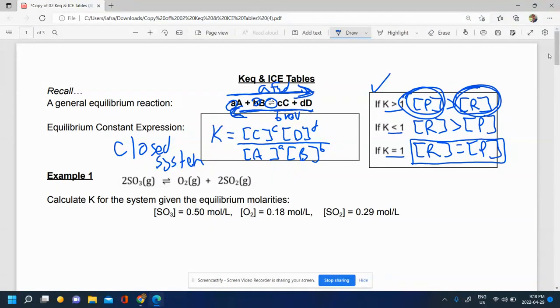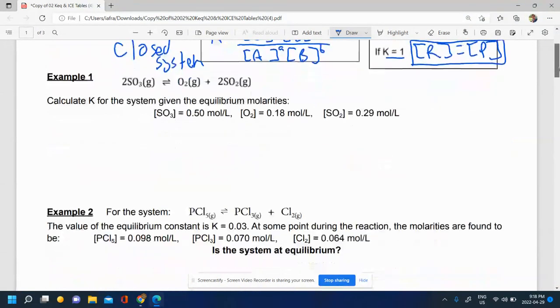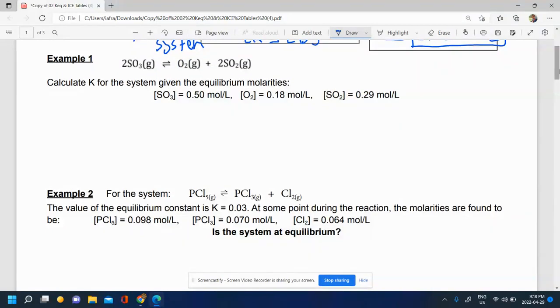So let's go ahead and do some numerical examples as we saw in previous notes in our introductory videos. Calculate the K for the system given the equilibrium molarities. So you can try it yourself. Since you've done problems like this, you can pause the video, try it yourself, then check if you're on the right track. So in this question, we're given the equilibrium molarities. In other words, the concentration is at equilibrium. And so what we want to do is we want to write a K expression for this system.